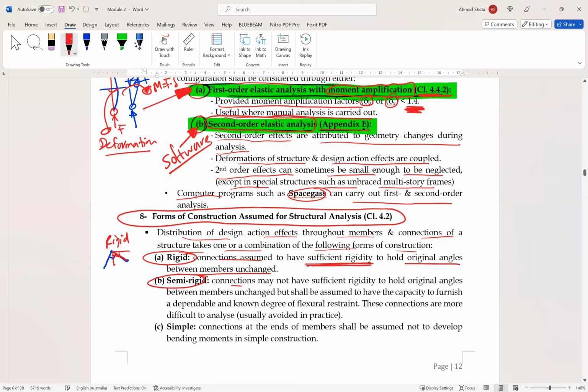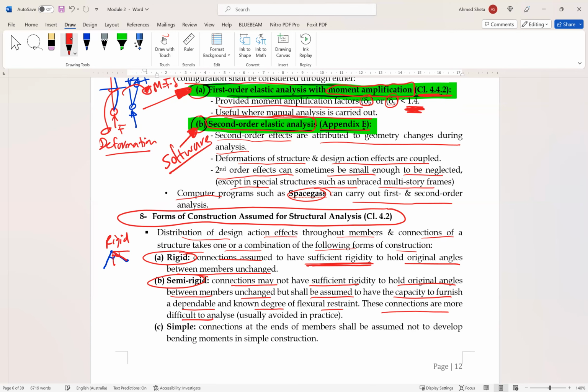Semi-rigid connection may not have sufficient rigidity to hold the original angles between members unchanged, but shall be assumed to have the capacity to furnish a dependable and known degree of frictional resistance. These connections are more difficult to analyze, and are usually avoided in practice.